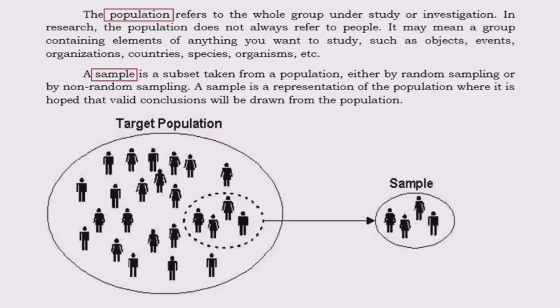The population refers to the whole group under study or investigation. In research, the population does not always refer to people. It may mean a group containing elements of anything you want to study, such as objects, events, organizations, countries, species, organisms, and others. A sample is a subset taken from the population, either by random sampling or by non-random sampling. A sample is a representation of the population where it is hoped that a valid conclusion will be drawn from the population.